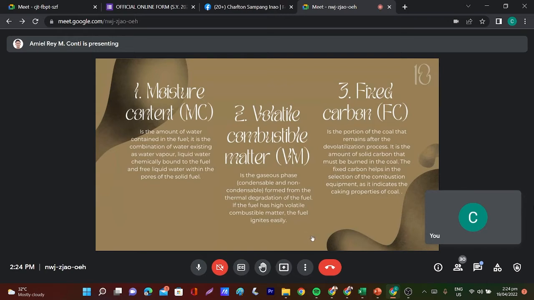Okay po. So, let's talk about the different components naman po yung kinukuha po kanina sa proximate analysis. Yun nga po yung moisture content, volatile combustible matter, saka fixed carbon. So, moisture content is the amount of water contained in the fuel.